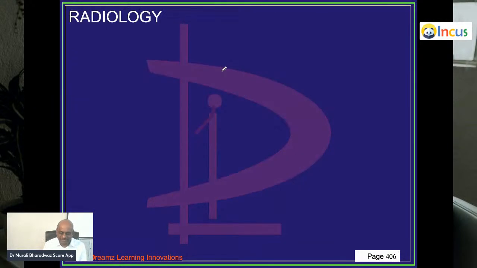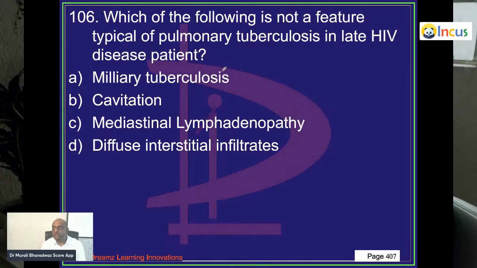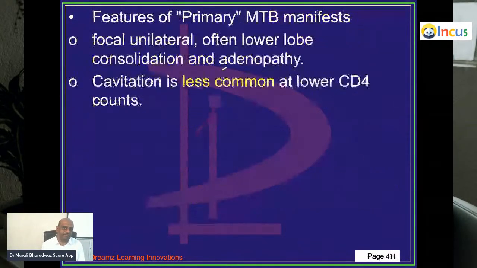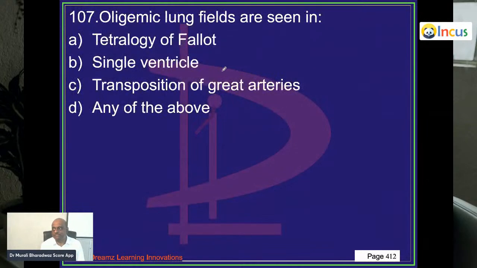Now, which is not a feature of pulmonary TB in late HIV? Cavitation is not found. But miliary TB, mediastinal lymphadenopathy, diffuse interstitial infiltrates, they're all features of TB in HIV.